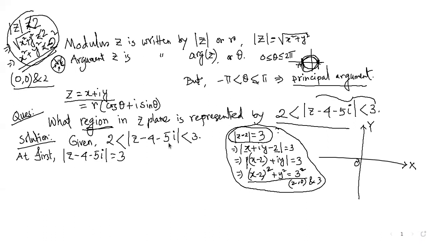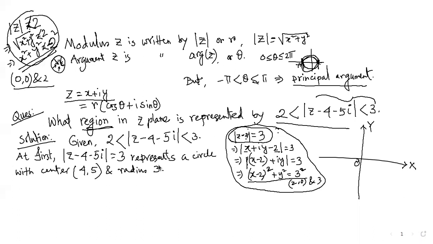4 and 5. You see 2 and 0. If you extend here, this i is related with y, and this is a 2. Okay, so this represents a circle with center 4, 5 and radius 3. Good.